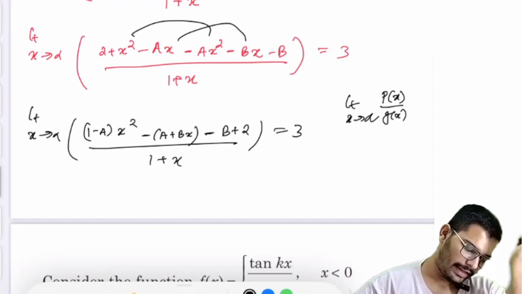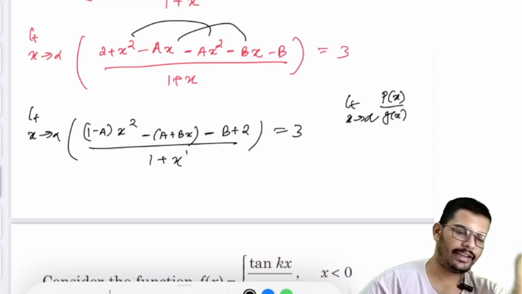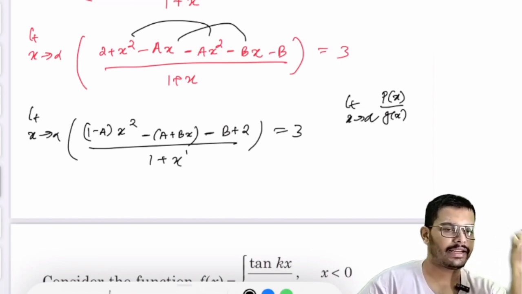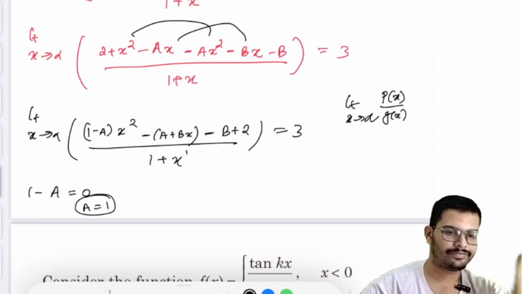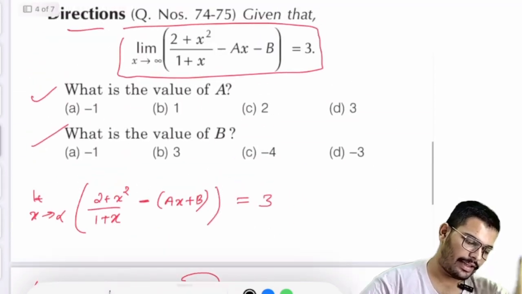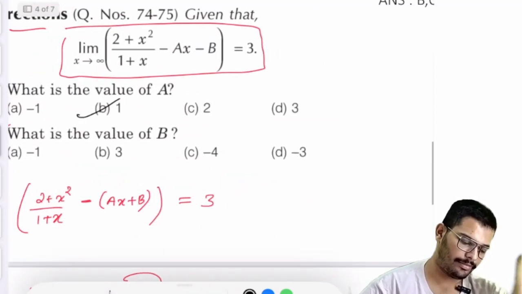Now, in the denominator it's first degree, but in the numerator it is second degree. Therefore, a minus 1 or 1 minus a should be 0. Therefore, a should be equal to 1. A value is solved: a equal to 1, option B.